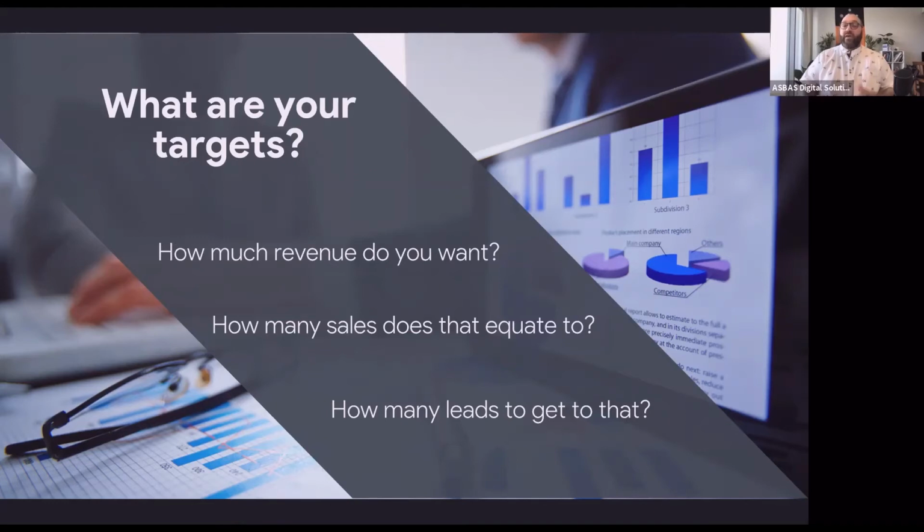Then you have to work out how many sales that equates to. Remember, you're selling a product and it costs you a certain amount to produce that product. So how many sales do you need to make in order for your revenue to get to the point where it's supporting the life you want to live? And then we look at how many leads it takes to get to that. Because not everyone who comes across your website is going to buy your stuff. Likewise, not everyone who puts in an inquiry or asks for a quote is going to select your quote or your proposal to deliver the solution they're after.